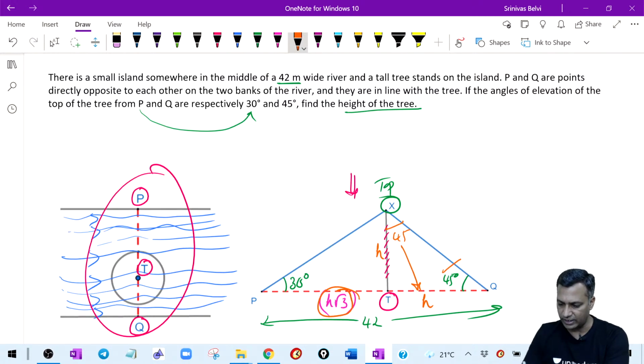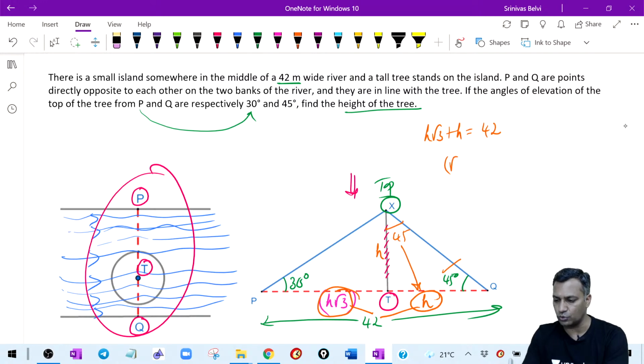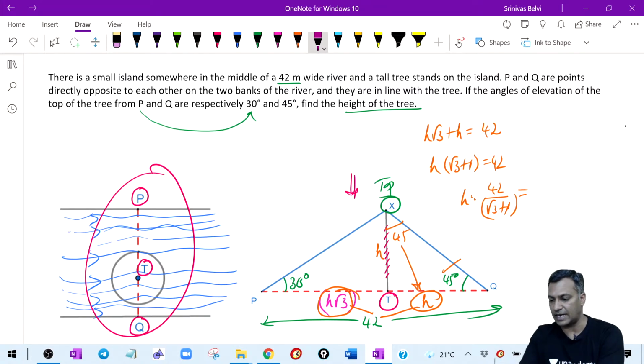So one side is H root 3. The other side is H. Together they should be equal to 42. Therefore, H root 3 plus H is equal to 42. Hardly takes any time. H times of root 3 plus 1 is equal to 42. H is equal to 42 divided by root 3 plus 1. Generally the denominators will be rationalized in the exam. Therefore, 42 times of root 3 minus 1 divided by 2, which is 21 times of root 3 minus 1.